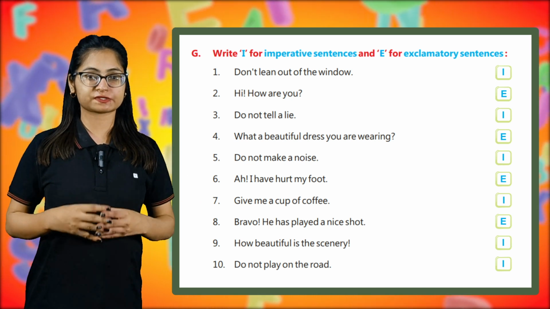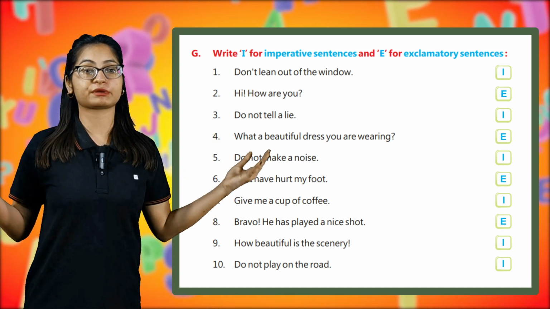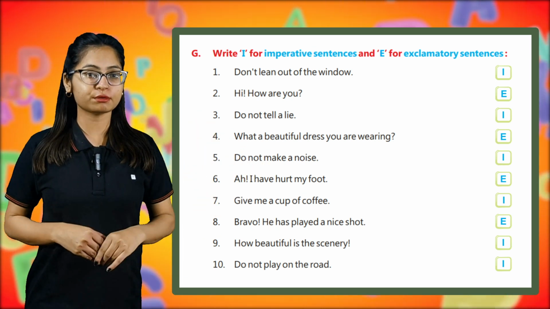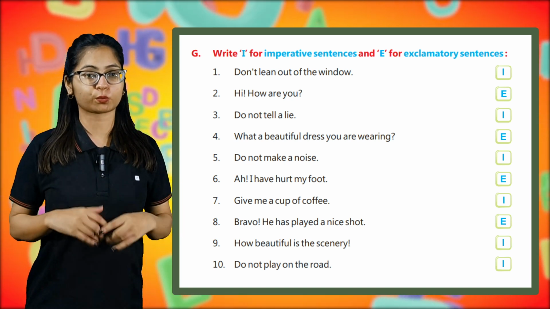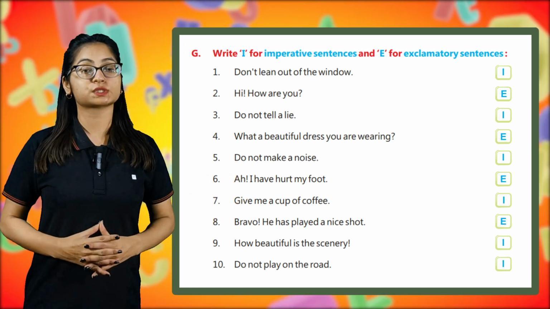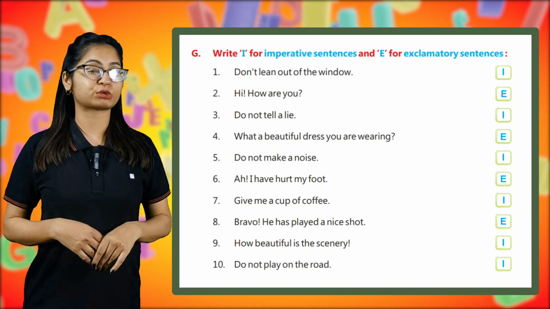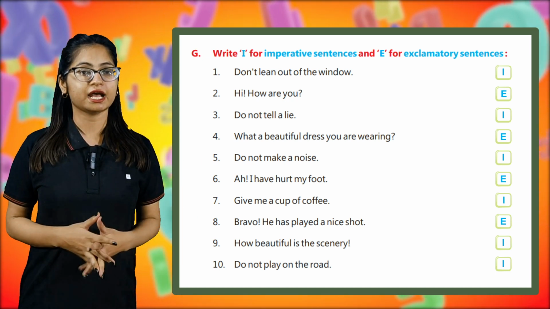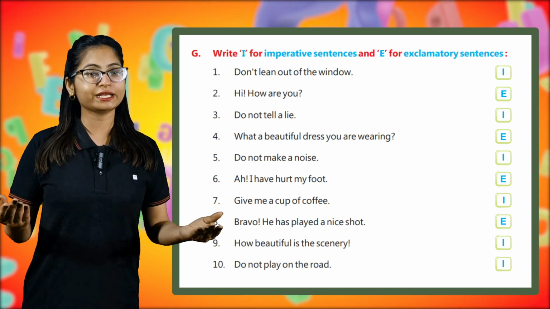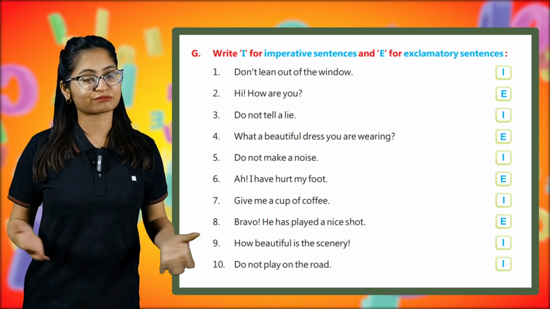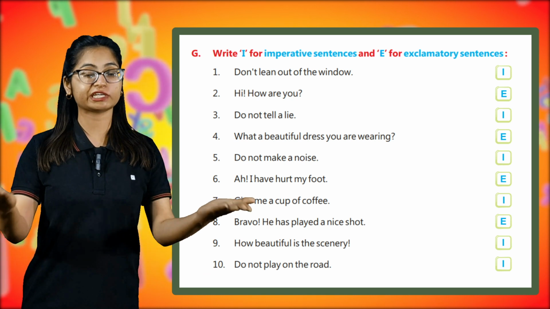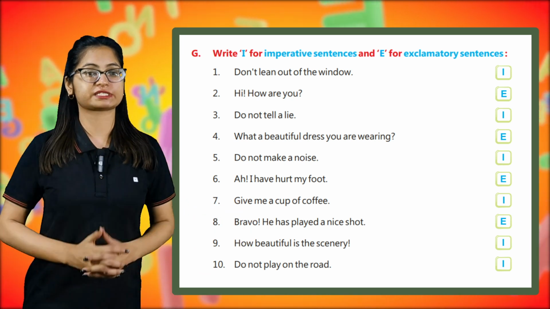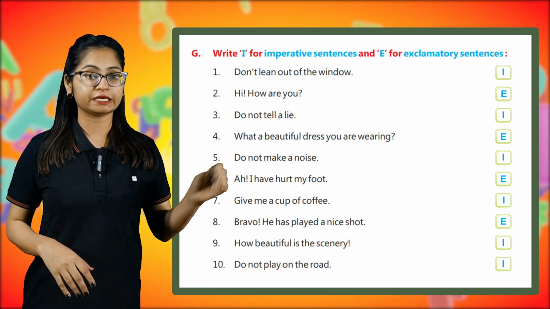Write I for imperative sentences and E for exclamatory sentences. The first, don't lean out of the window. We are ordering somebody. So there we will write I because it's an imperative sentence. Next, hi, how are you? We are welcoming someone or asking someone how is she or he. So that's an exclamatory sentence. So we will put E.